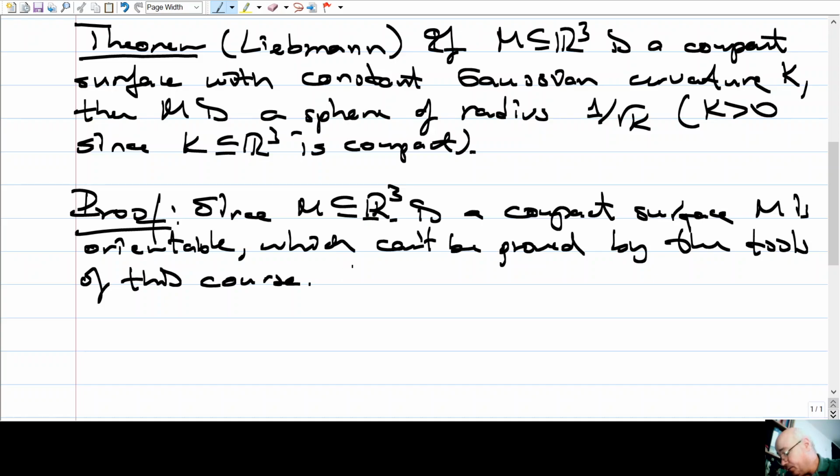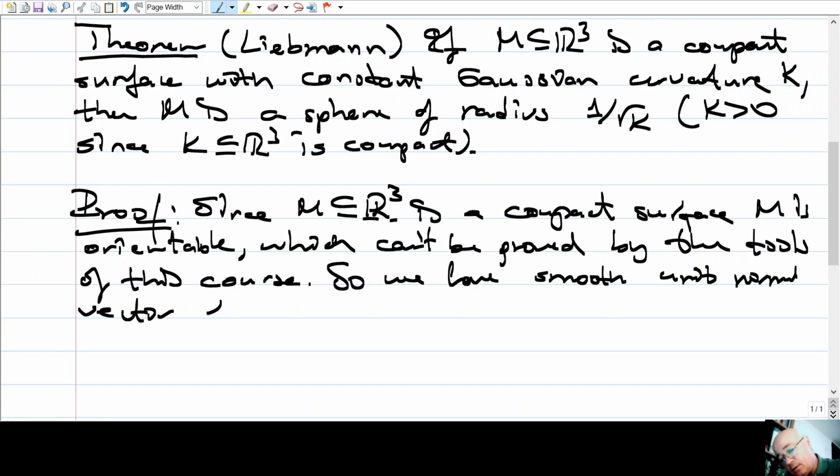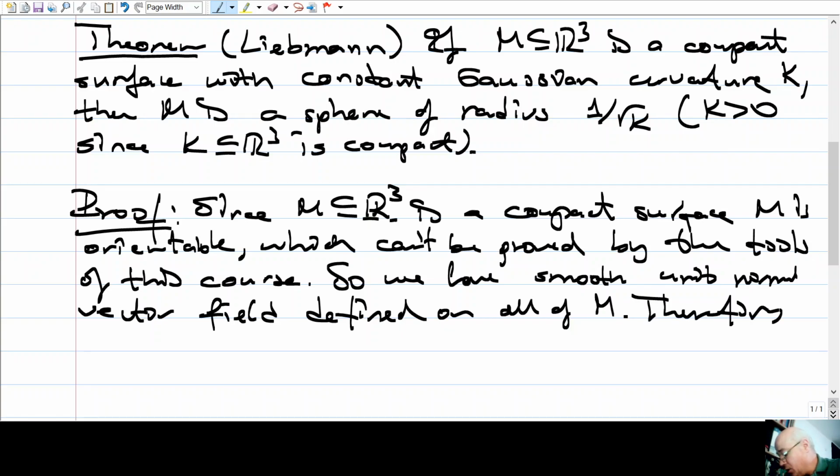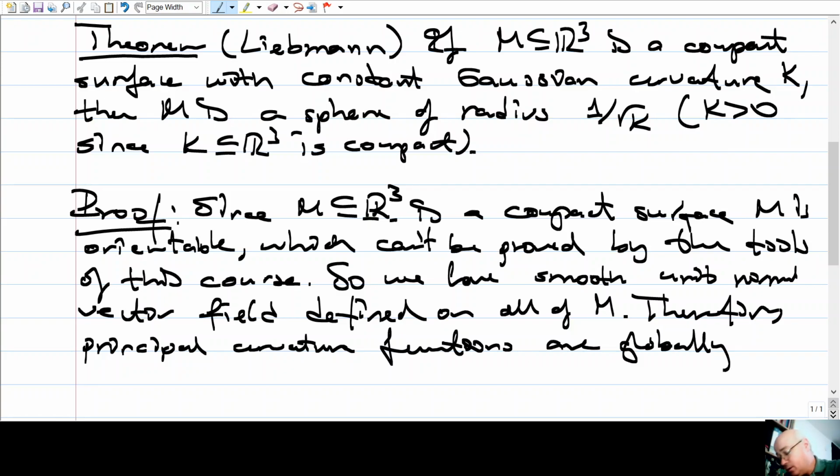All right. Since it is orientable, we have a smoothly varying unit normal vector field defined on all of M. Therefore, principal curvature functions are globally defined on M.